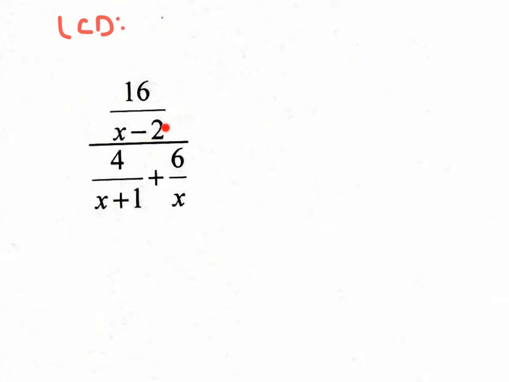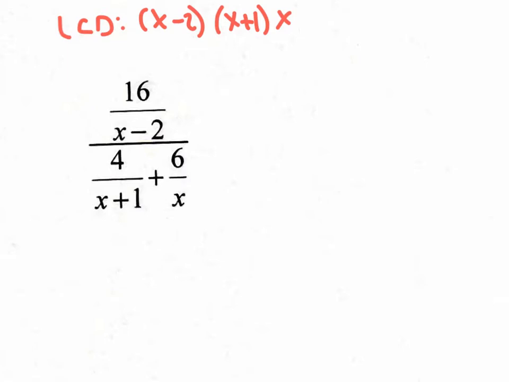Well, what do you have? You have this denominator, x minus 2. You have this denominator, x plus 1. You have another denominator, x. There's nothing in common, guys. So what's the LCD going to be? It's simply going to be all three of them together. x minus 2 times x plus 1 times x.